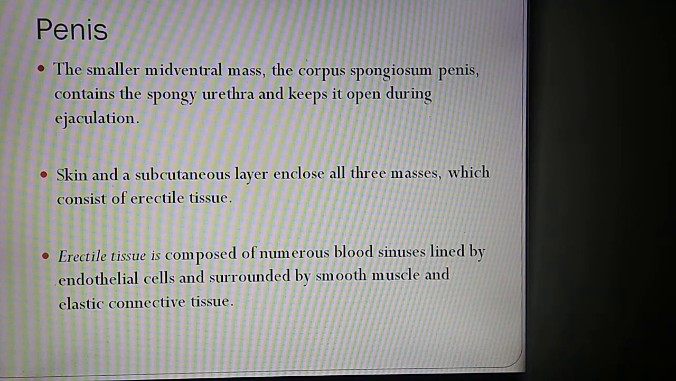A smaller midventral mass, the corpus spongiosum penis, contains the spongy urethra and keeps it open during ejaculation. Skin and subcutaneous layer enclose all three masses, which consist of erectile tissue. Erectile tissue is composed of numerous blood sinuses lined by endothelial cells and surrounded by smooth muscle and elastic connective tissue.